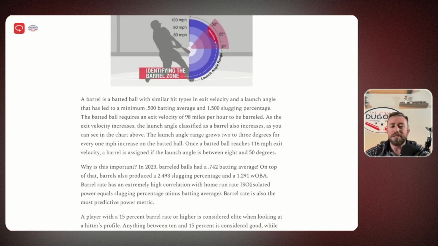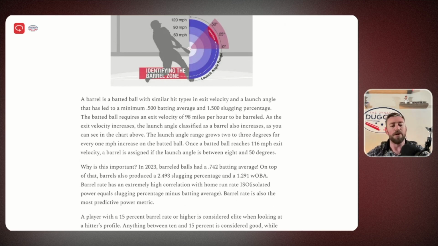But why is the barrel so important? In 2023, you can see here, barrels had a batting average of .742 on them, which is extremely high. That's incredible. And it produced a slug of 2.493, highly impressive, a wOBA of 1.291.